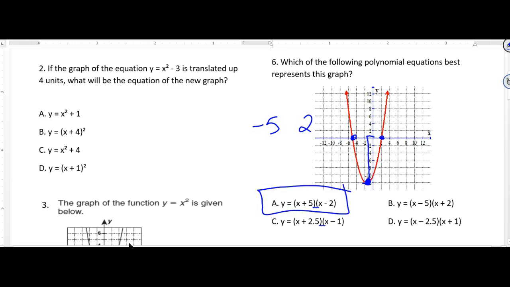I'm going to go check B, C, and D in the calculator just to make sure that they don't also match that, because I might have messed up. There might be a couple that look very similar. When we go graph B, C, and D, they're going to be significantly different. So double check them just to make sure.